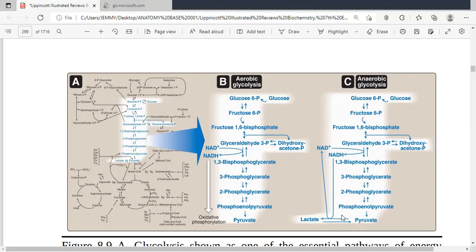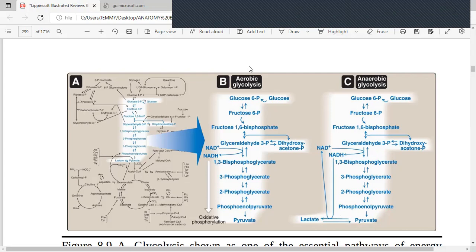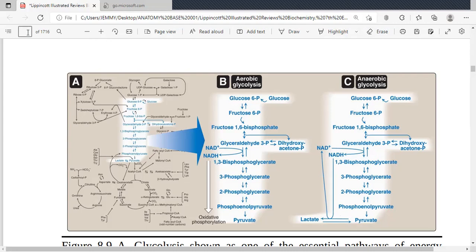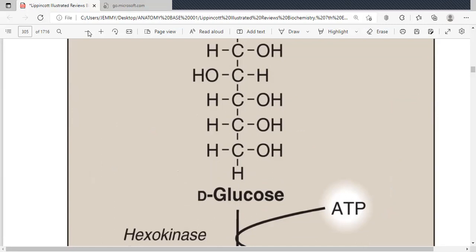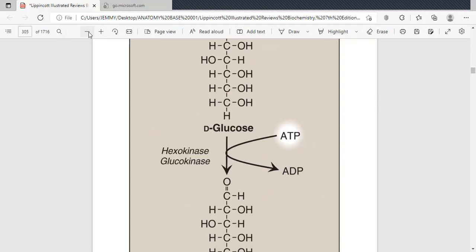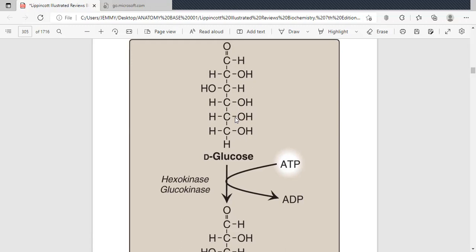Okay, let's start the first step. In the first step, glucose will be phosphorylated at carbon number 6 to give you glucose 6-phosphate. So this is D-glucose. Let me do that so that you can see it clearly in full screen. It is phosphorylated at carbon number 6, and you add a phosphate group there, in a reaction catalyzed by hexokinase or glucokinase. There are some differences between hexokinase and glucokinase. Let me say 2, if not 3.